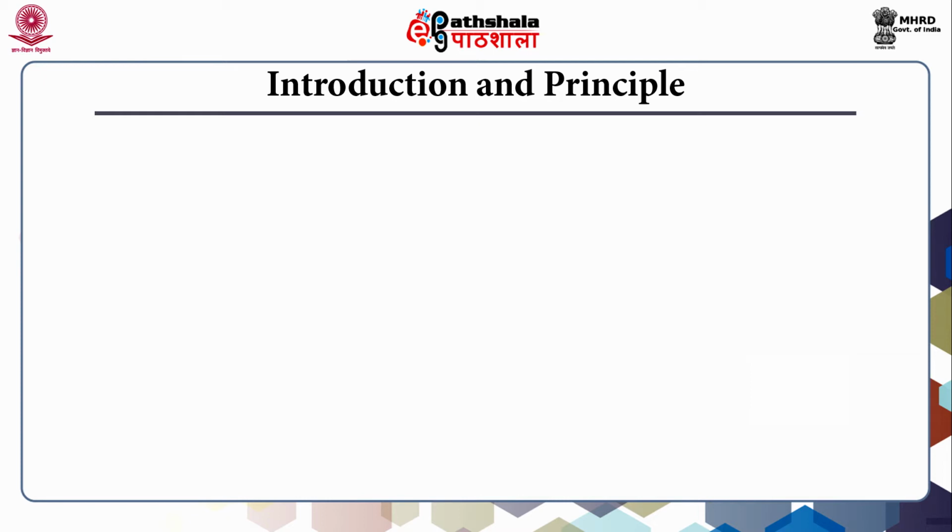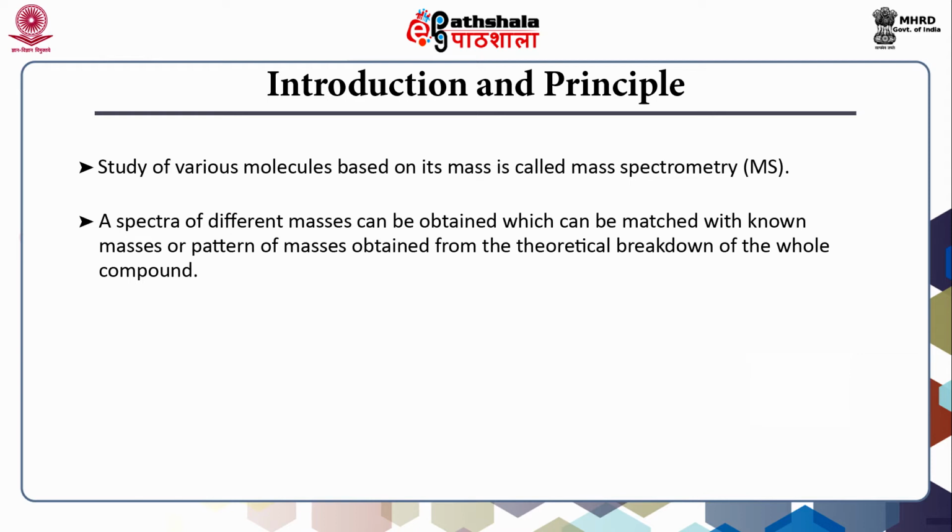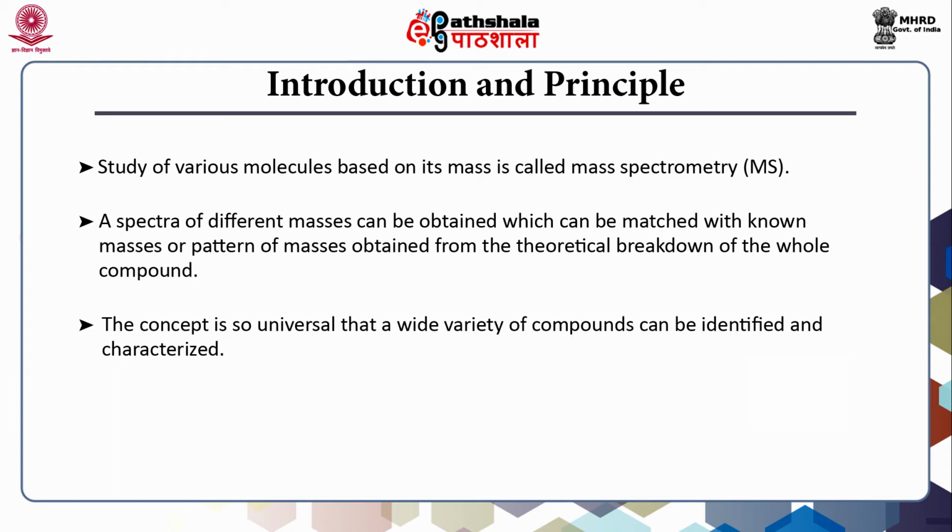So, first of all, let us discuss the principle of mass spectrometry. What is mass spectrometry? The study of various molecules based on their mass is called mass spectrometry, in which a spectra of different masses can be obtained, which can be matched with known masses or patterns of masses obtained from the theoretical breakdown of the whole compound. Compounds are everywhere. The compound is so universal that a wide variety of compounds can be identified and characterized by using mass spectrometry.